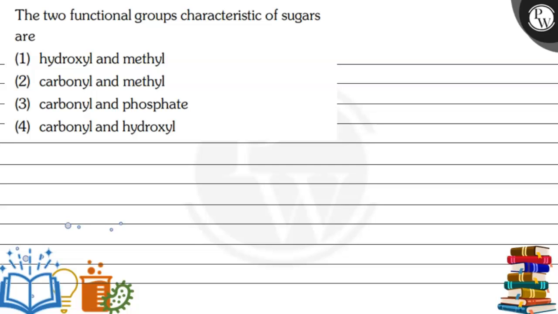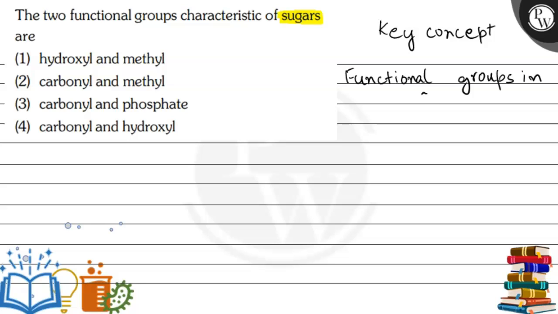So the question says the two functional groups characteristic of sugars are. So हमें शुगर में present functional groups को identify करना है. So the key concept in this question is to understand the functional groups present in sugars.